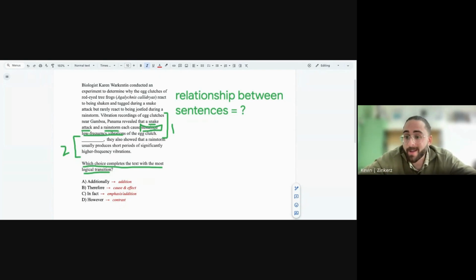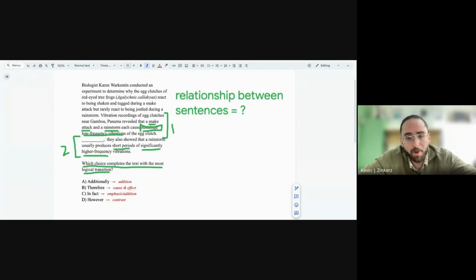So now I'm going to go ahead and take a look at the second sentence. It mentions a rainstorm as well, which I notice is also in the sentence before it. But what it says is that they found that this rainstorm also produces short periods of significantly higher frequency vibrations. So right off the bat, I'm noticing some opposing words, some antonyms, if you will. This first sentence mentions a sustained period of time, a long period of time, whereas this one mentions a short period of time. That to me seems like, oh, there could be some contrast here.